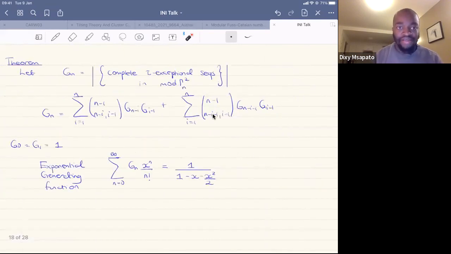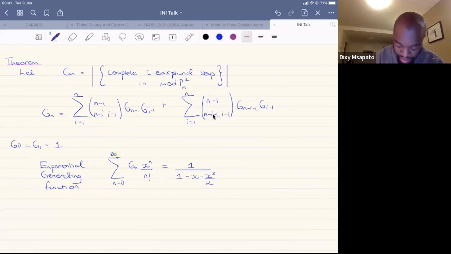So putting it all together, let G_n be the number of complete tau exceptional sequences in mod Γ_n^t. Then G_n is given by this recurrence, which we get from just summing over all the projectives, all the simples, and putting the two together. And the initial conditions we have is that G_0 and G_1 are equal to 1. So these are just trivial to get from calculation.